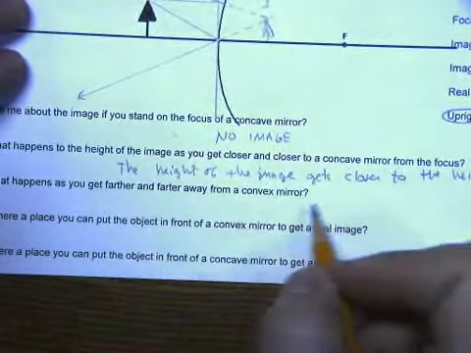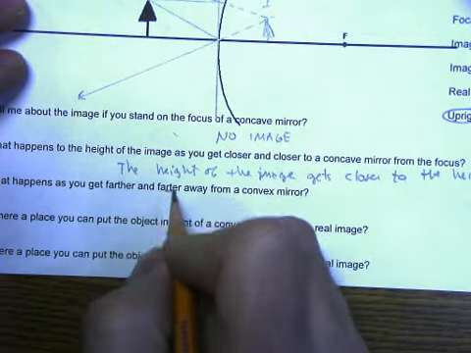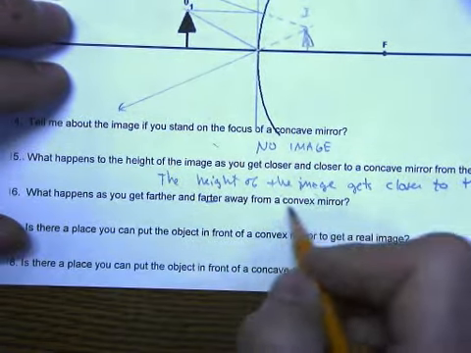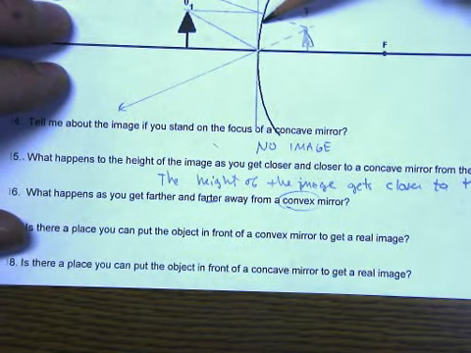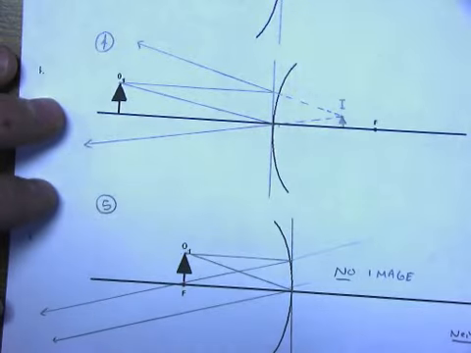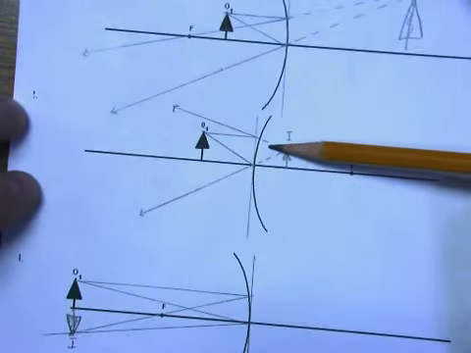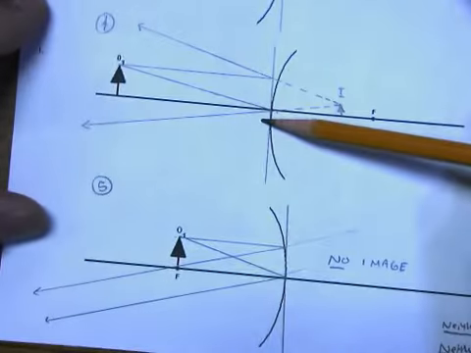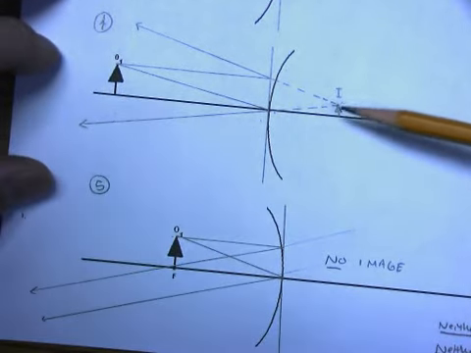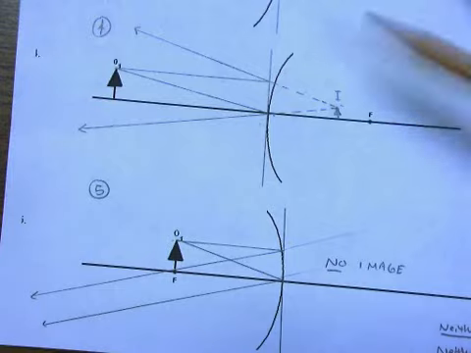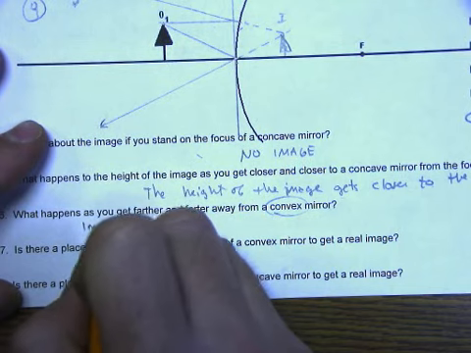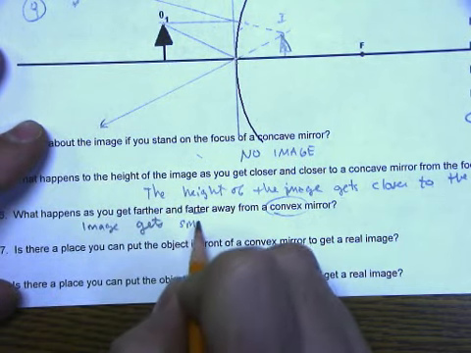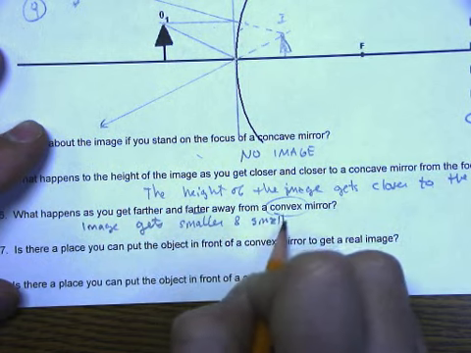And number 16, what happens as you get farther and farther away from a convex mirror. So here's one, a convex mirror. Let's see where a couple other convex ones are. So okay, let's look at number 2. In 2 I'm pretty close, so I get an upright small image. And then in 4 I'm farther away, so it looks like my image is getting smaller. Image gets smaller and smaller.